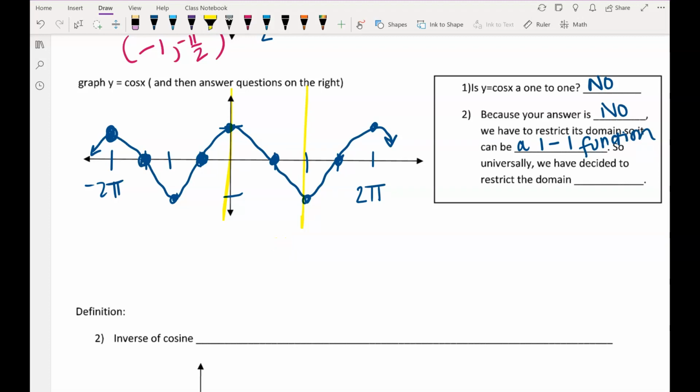Okay, do you guys agree? How come I don't want to do it from negative π/2 to π/2? It's not 1 to 1. Can you guys see it does not pass my horizontal line test? So you guys are right. We're going to cut it from 0 to π. So the restriction would be, students, inclusive 0 to π. Let's talk about the quadrants. Where is 0?